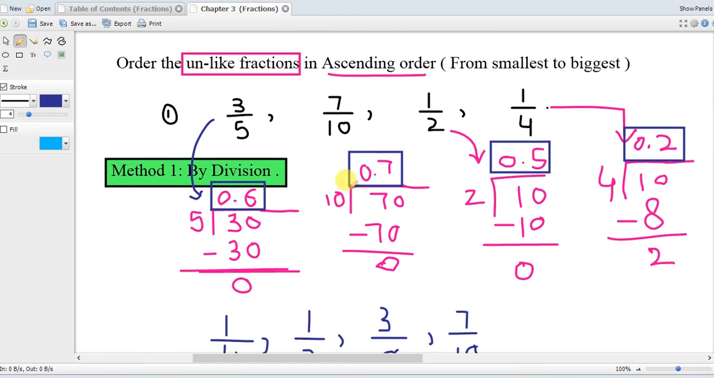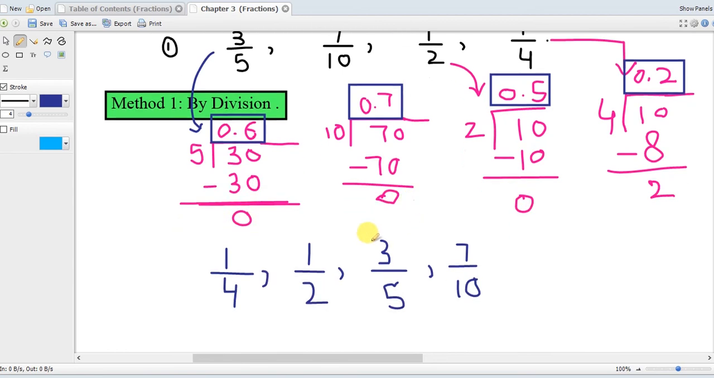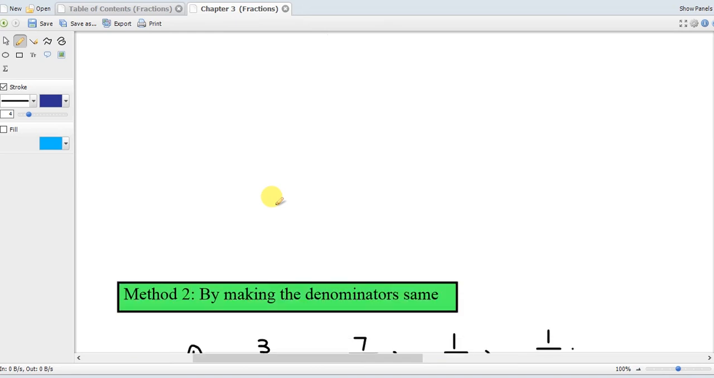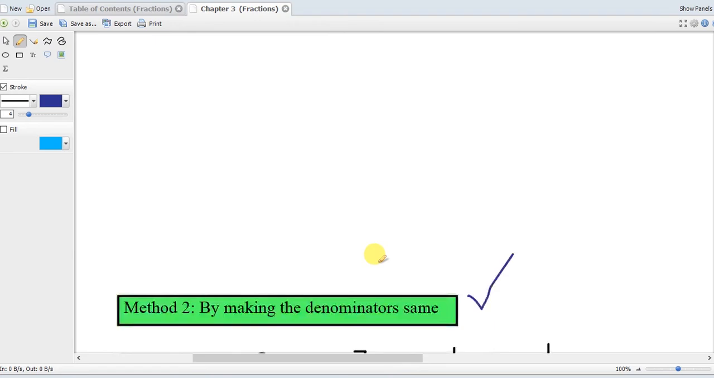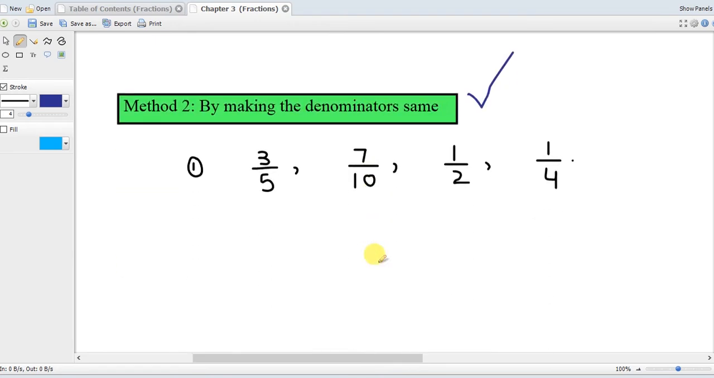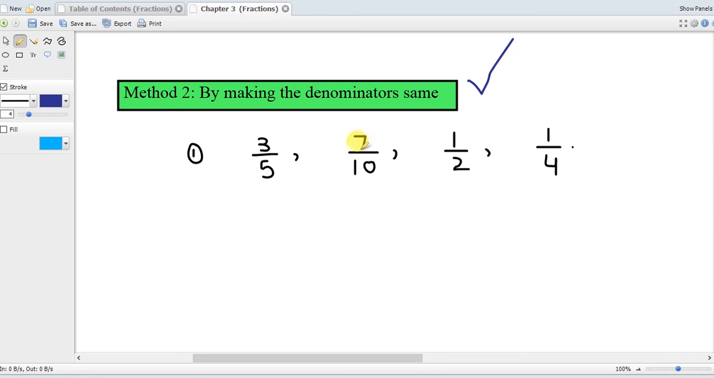Right, so this is how you order the unlike fractions by using the division method, right? Okay, here we have another method, which is by making the denominator same, and this is an easier method. I will definitely recommend you to adopt this method because the division method is a little lengthy. Now we have to arrange these fractions from smallest to biggest in an increasing order by using the method of making the denominator same.